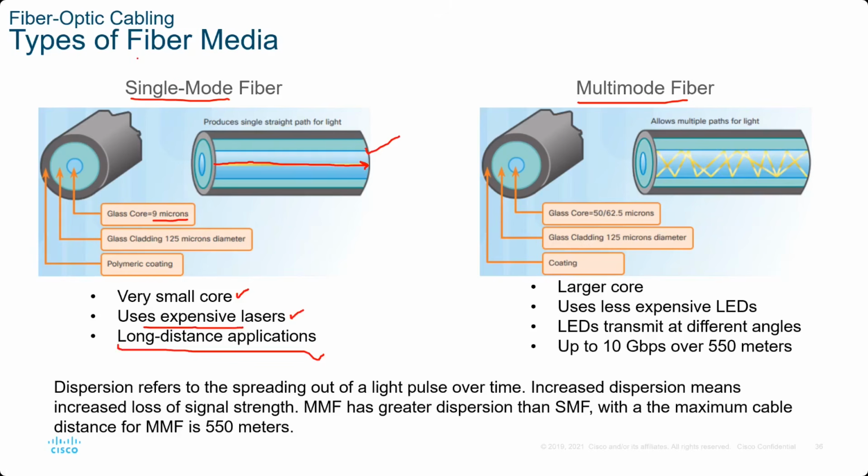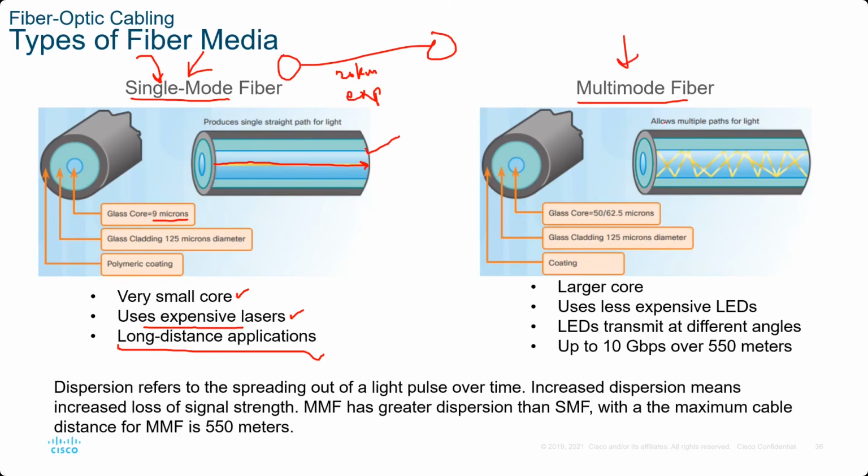Whenever you see a single mode fiber, that means you are connecting two cities together. So it could be in kilometers, like a 20-kilometer cable. If you need a 20-kilometer cable, you need single mode fiber. But it is going to be expensive, obviously. Everything related to single mode fiber would be expensive.